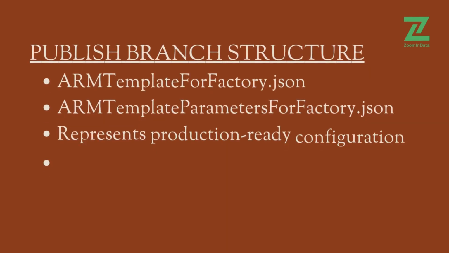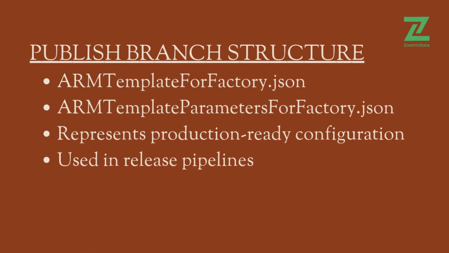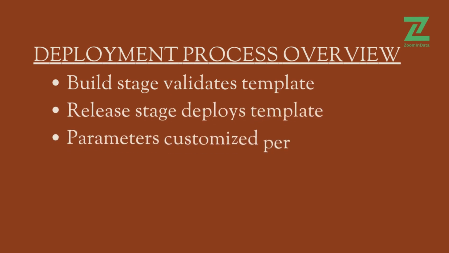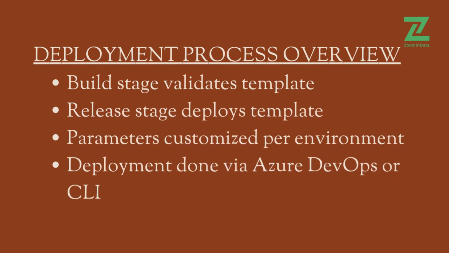The Publish branch contains files like ARM template for factory JSON, and ARM template parameters for factory JSON. These represent production-ready configuration files. They are used in release pipelines for deployment. The deployment process typically includes a build stage that validates the ARM template. Then a release stage deploys the template. Parameter files are customized per environment. Deployment can be done using Azure DevOps or Azure CLI.